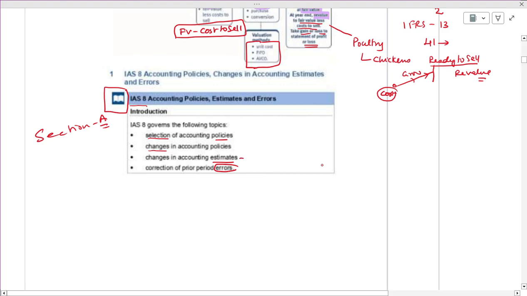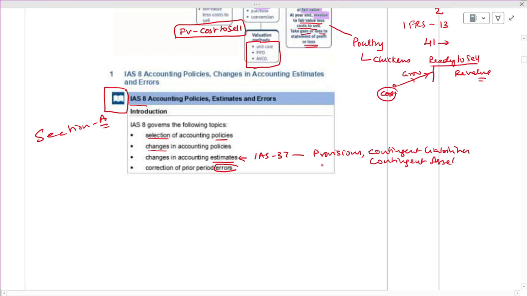Any estimates you are changing, that is IAS 37. I told you in the last class that I will teach this in chapter 15, sorry, chapter 15: provisions, contingent liabilities and contingent assets.